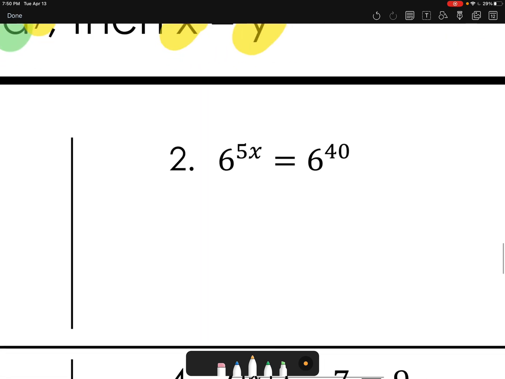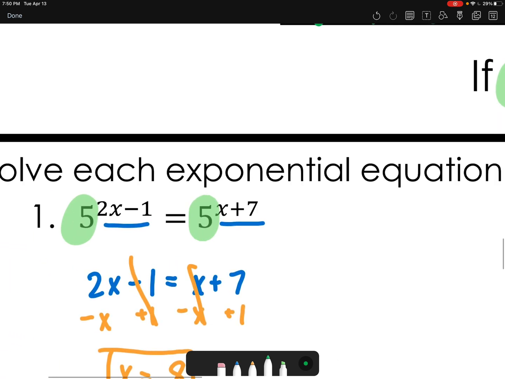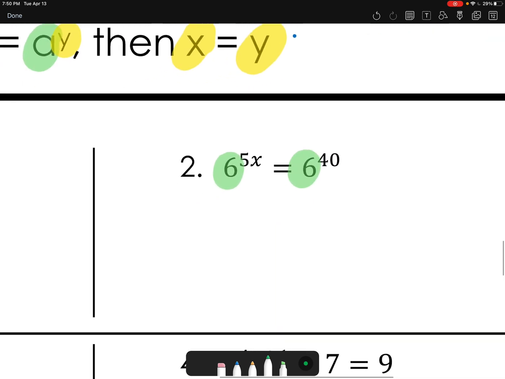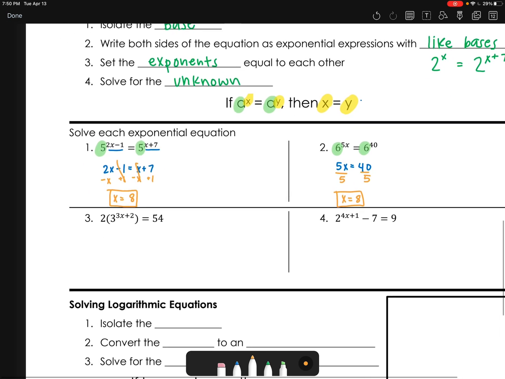Okay, with number 2, you see that you have like bases again of 6 and 6. So I can just say, what color did I use here? Blue. Oh no. Sorry guys. So I can say that 5x is equal to 40, and now solve for x by dividing by 5, and I will also get x equals 8 for number 2.